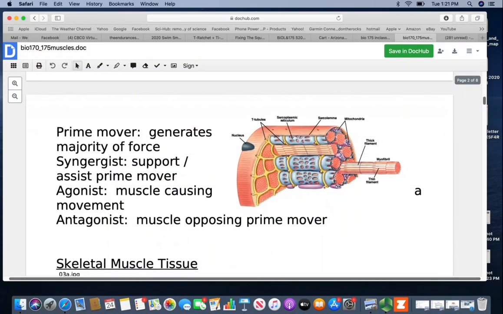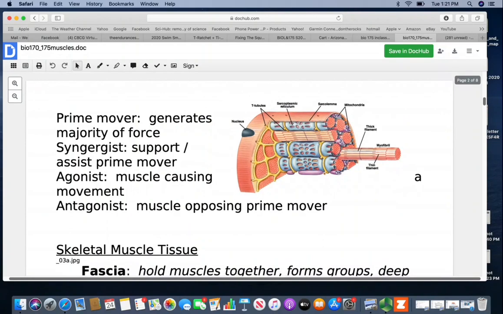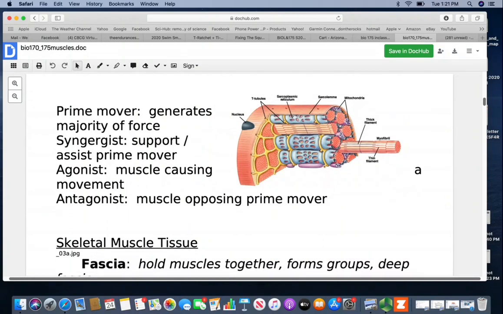When we look at muscle movement, we can categorize some different relationships here. A prime mover is going to be the muscle that generates the majority of force. If I'm getting ready to push something out in front of my chest, in front of me, the pectoralis major muscle is going to be the prime mover. The synergists are going to be muscles that are going to support or assist the prime mover. So my deltoid muscles in my shoulders would help to hold my arms in place so that my pectoralis major muscle could be an efficient prime mover.